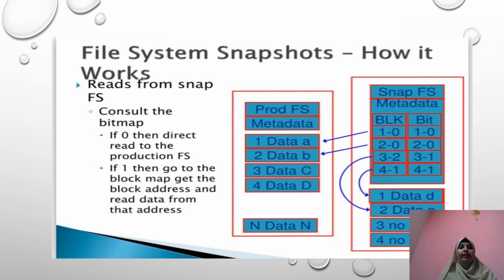Now let's have a look at the file system snapshot. How does it work? First, you need to read the snapshot file system, then consult the bitmap. If 0, then you can directly read from the production file system. If 1, then you go to the block map, get the block address and read the data from that address. So here is the example for that.